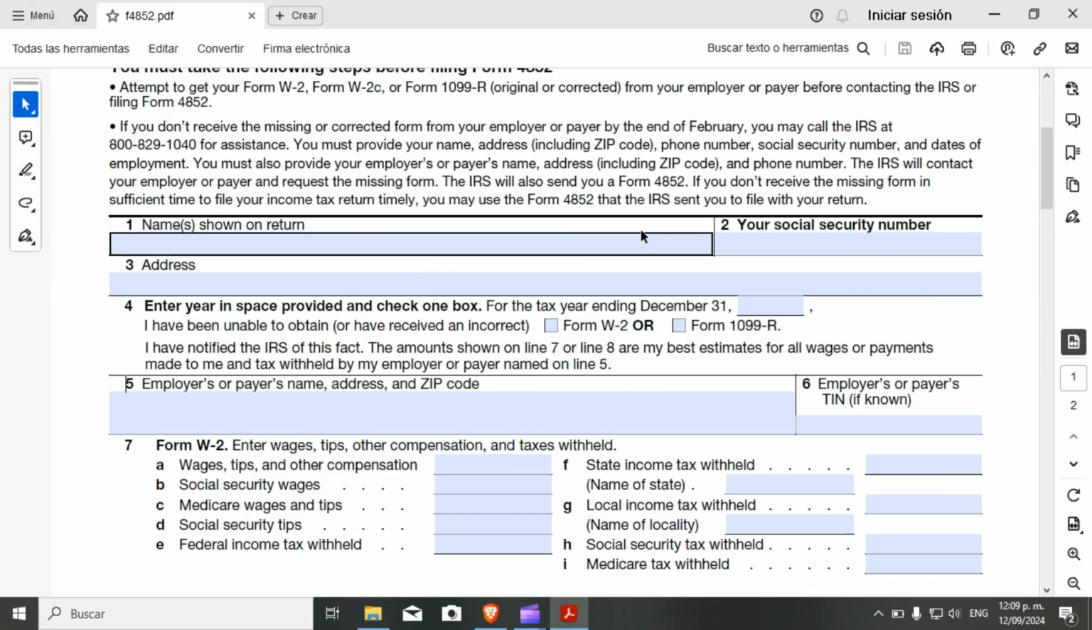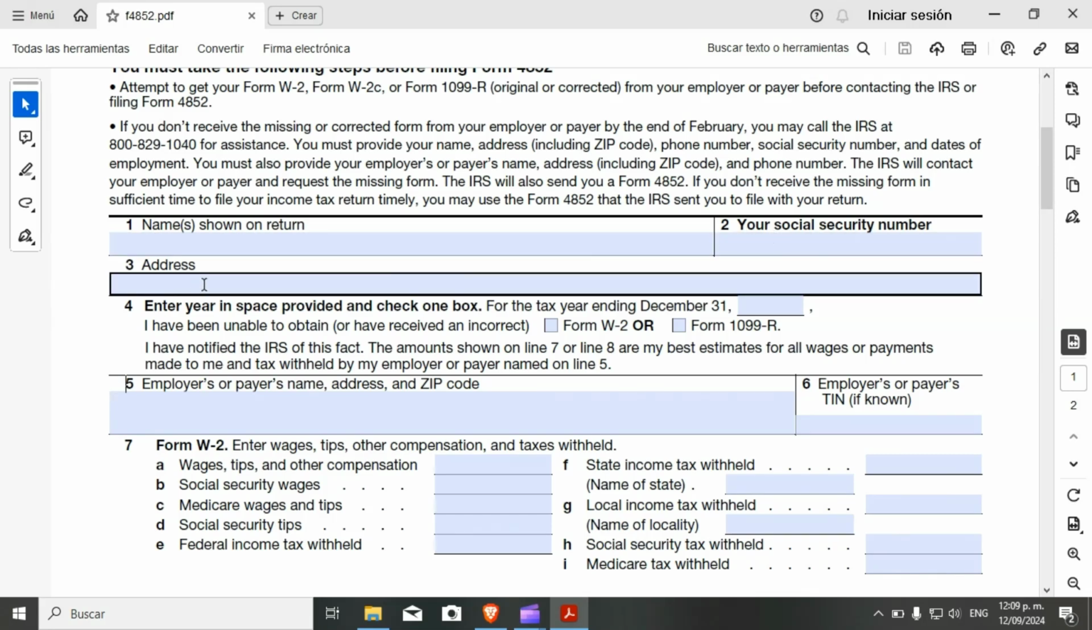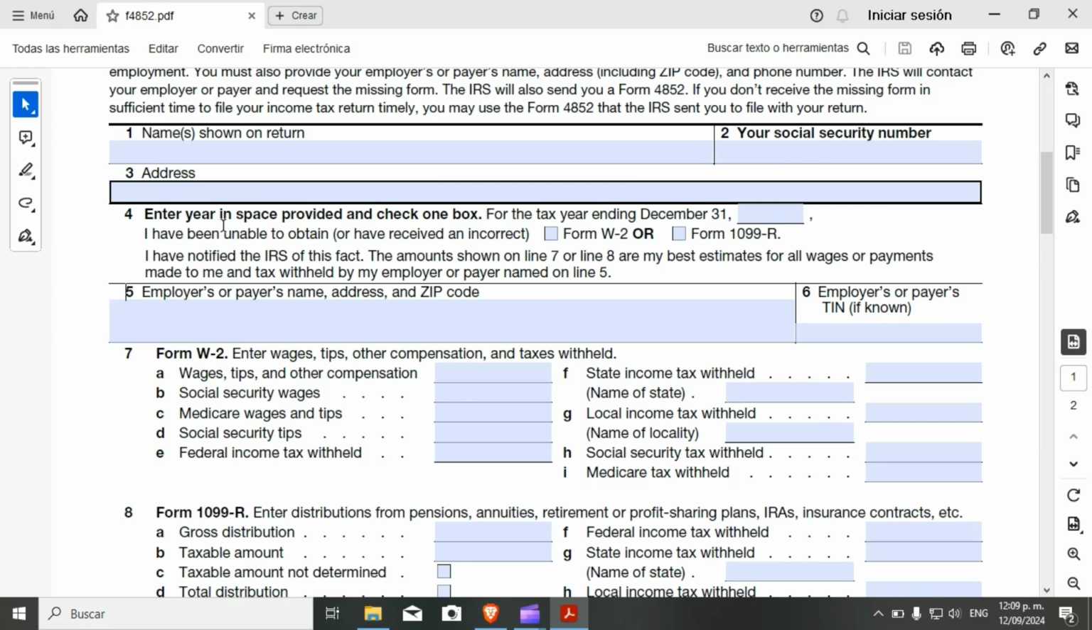You put your name in there, your social security, your address. It says enter the year in space provided and check one box. For the tax year ending, let's say this was for last year, so December 31st, 2023, then you can say I was unable to obtain a Form W-2 or a 1099-R. If you were unable to get one, you would check that, whether you're a W-2 worker or a 1099.